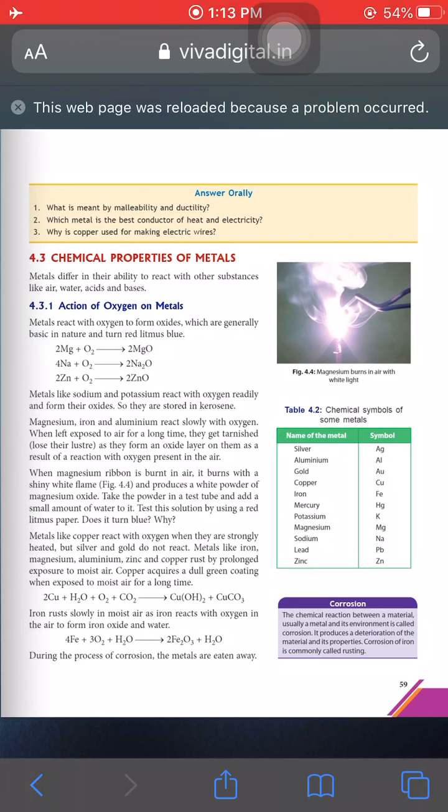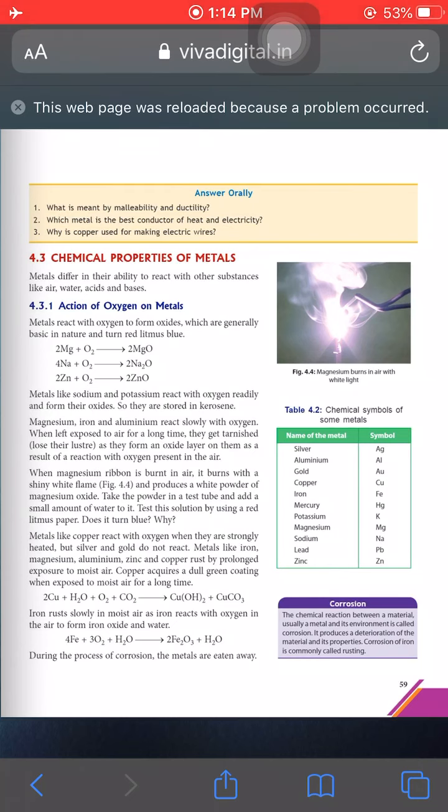And mostly oxides are basic in nature, and in basic nature red litmus turns blue, while in acidic nature blue litmus turns red. Okay, so here we see some examples.